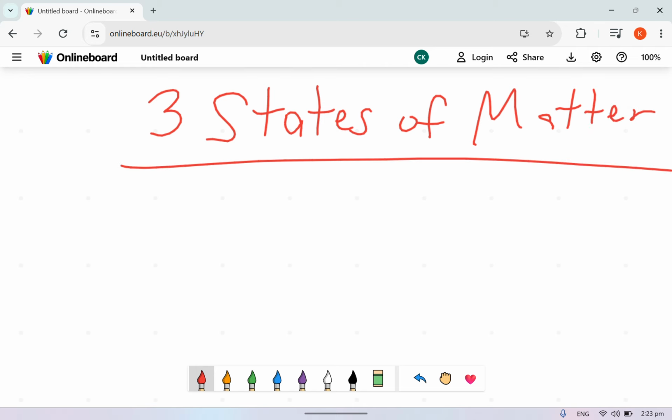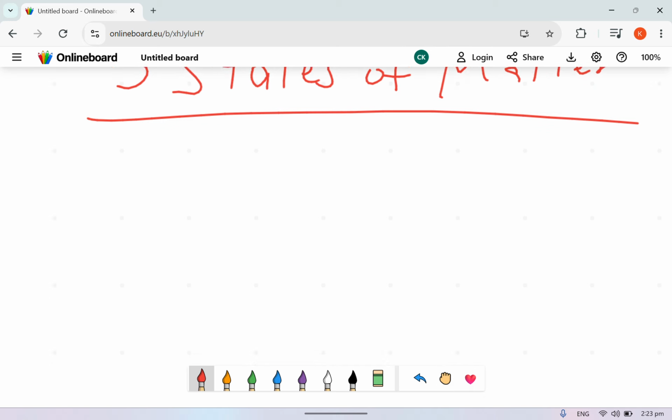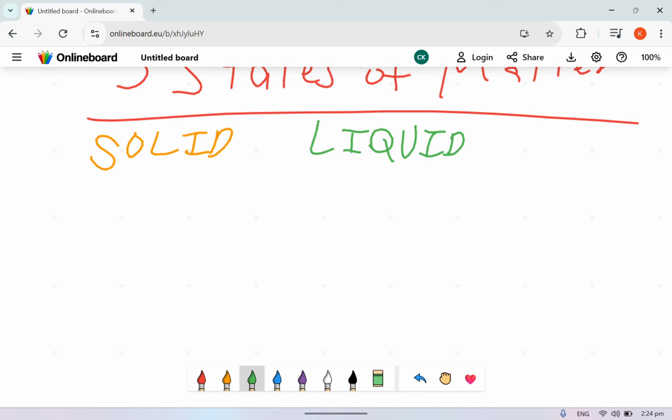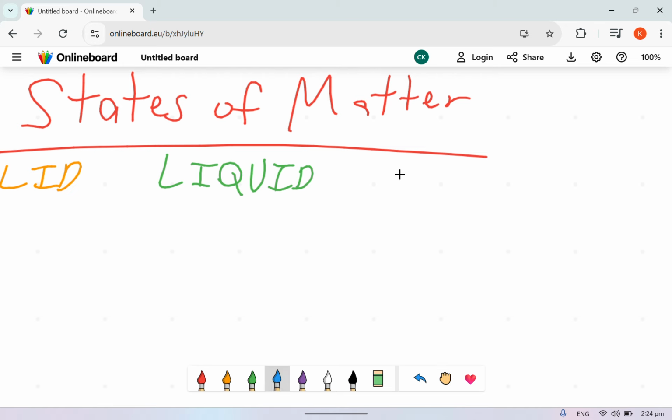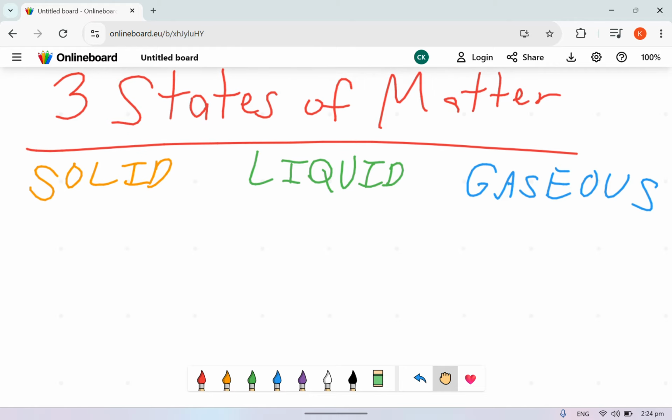Okay, so the 3 states of matter, we have the solid state, the liquid state, okay, and last but not least, the gaseous state. Okay, so what are these states all about? Like, what am I even talking about, right?